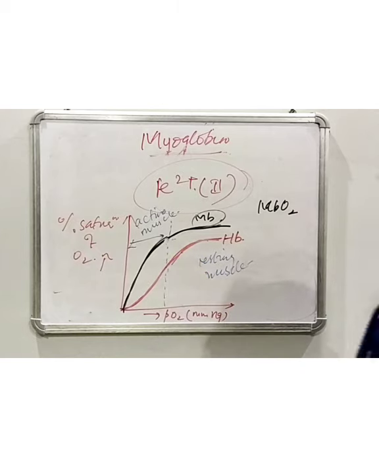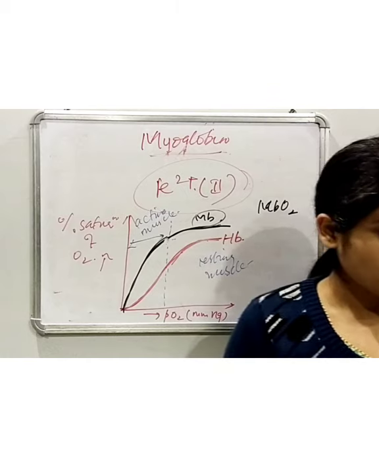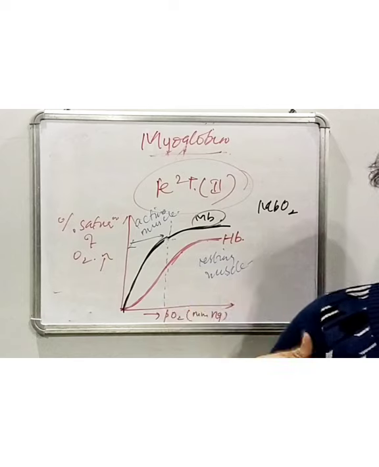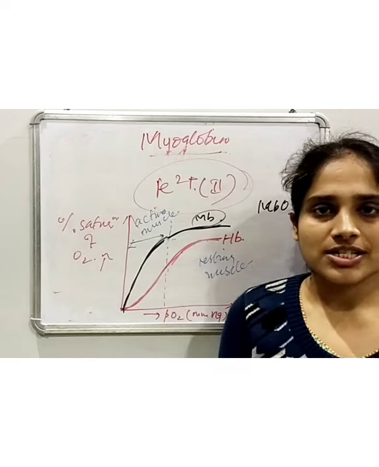And why is myoglobin important? Because how does gaseous exchange take place?